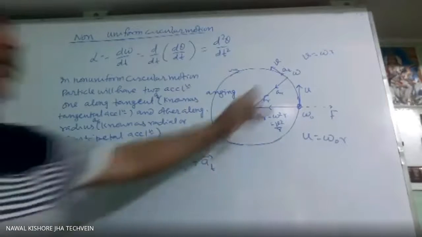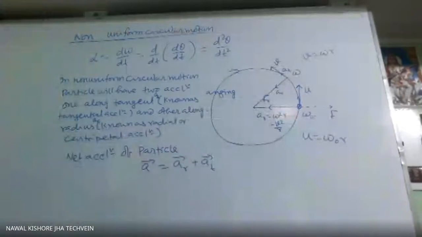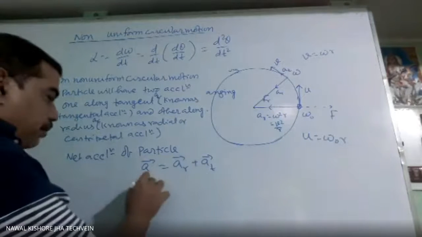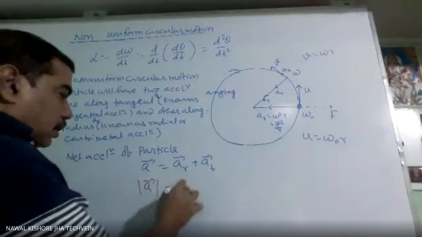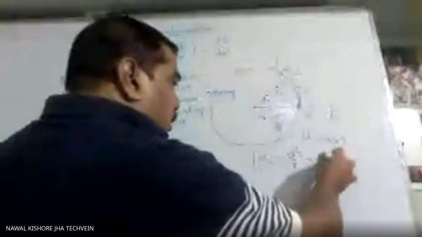So the resultant of these two vectors. Now what will be the magnitude? So the magnitude of this A will be how much? Under root, AR square plus AT square. This AR will be how much? AR will be V square over R or omega square R, whatever value is given.